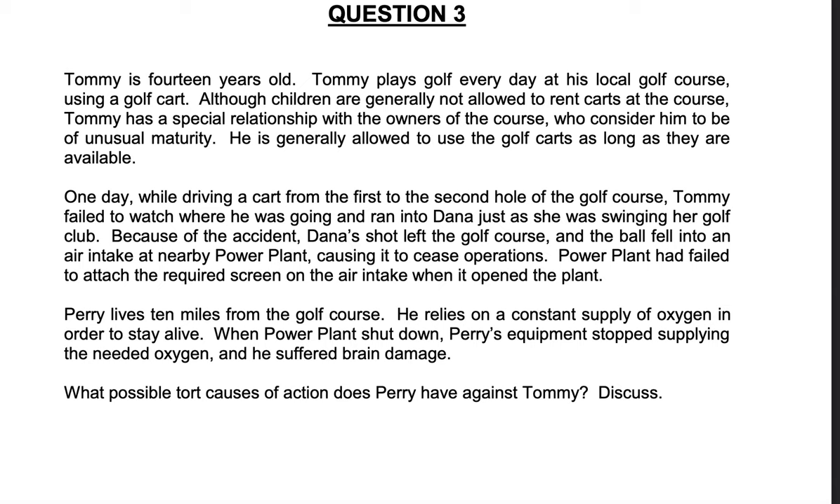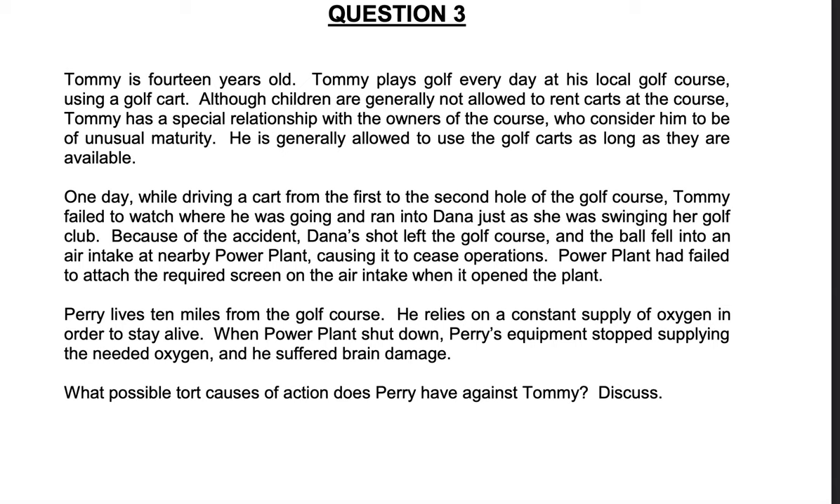Okay, so Tommy is 14 years old. Tommy plays golf every day at his local golf course using a golf cart. Although children are generally not allowed to rent carts at this course, Tommy has a special relationship with the owners of the course, who consider him to be of unusual maturity. He's generally allowed to use the golf carts as long as they are available. One day while driving a cart from the first to the second hole of the golf course, Tommy failed to watch where he was going and ran into Dana as she was swinging her golf club. Because of the accident, Dana shot left of the golf course, and the ball fell into an air intake at a nearby power plant, causing it to cease operations. The power plant had failed to attach the required screen on the intake where it opened to the plant.